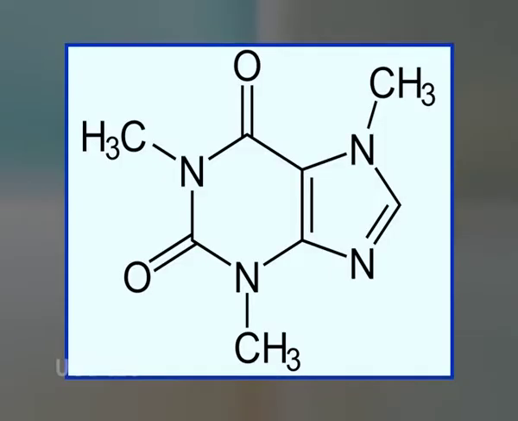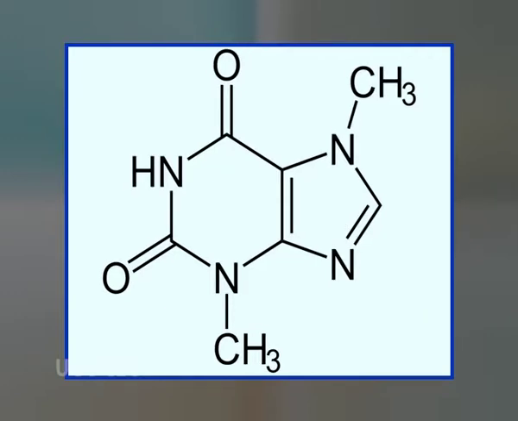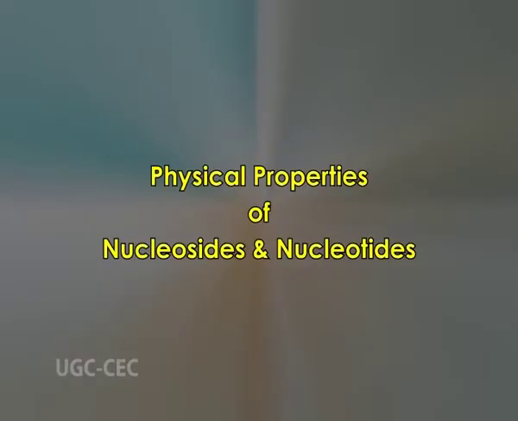For example, caffeine, 1,3,7 trimethylxanthine, is present in coffee and tea, and theobromine, 3,7 dimethylxanthine, is found in tea and cocoa. Both caffeine and theobromine have important pharmacological properties. Now coming to physical properties of nucleosides and nucleotides.